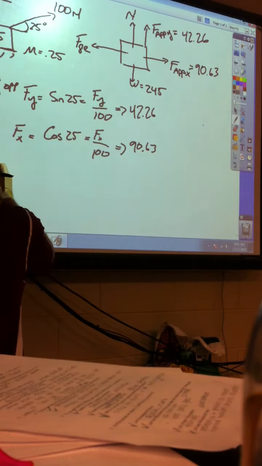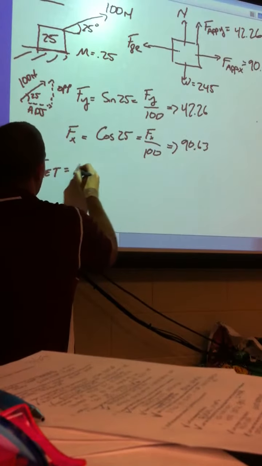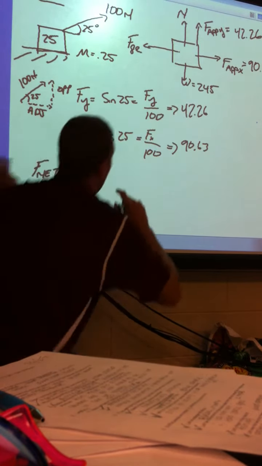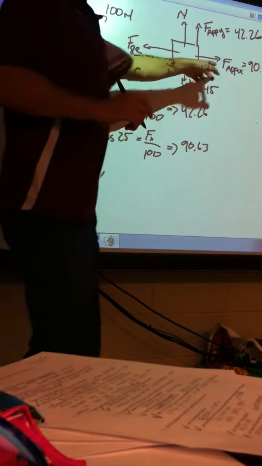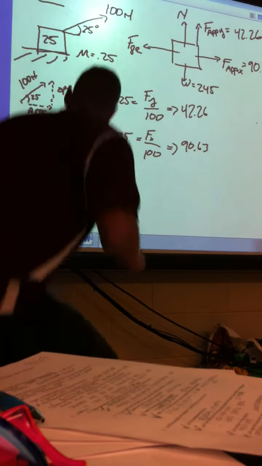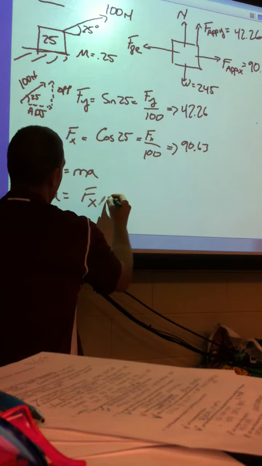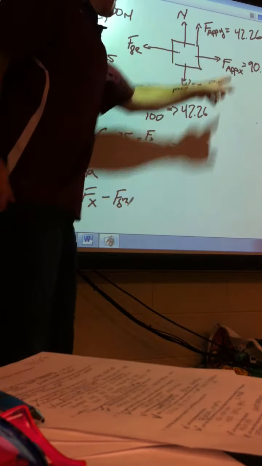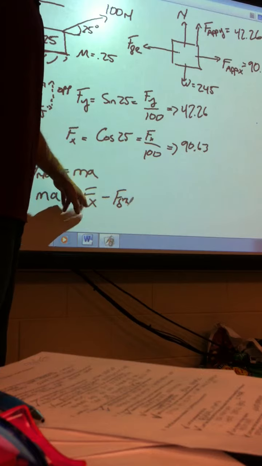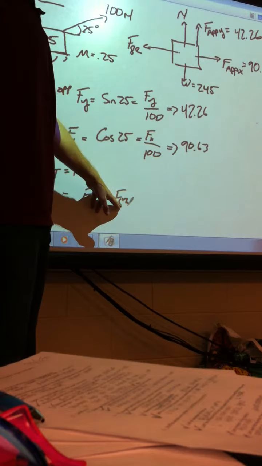So in this case, F net is equal to m times a, and what are our forces that we have in the x direction? We have force x and we have force friction. So m times a is equal to force in the x minus force friction. We have F in the x. We know the mass of the object, but we need friction. How do we find friction?